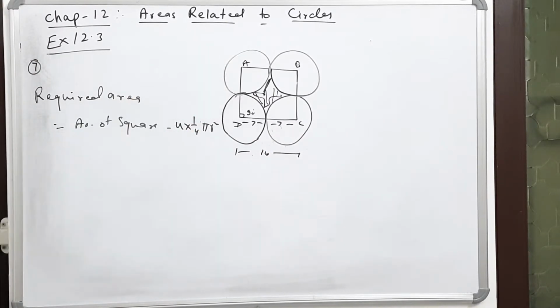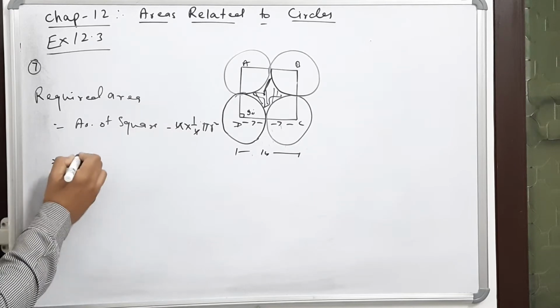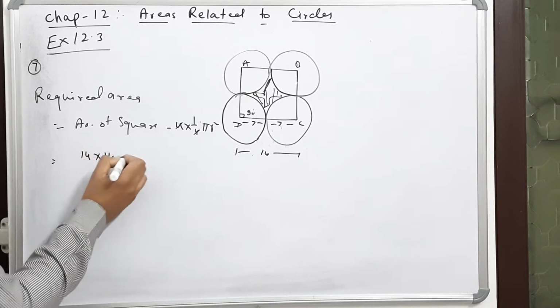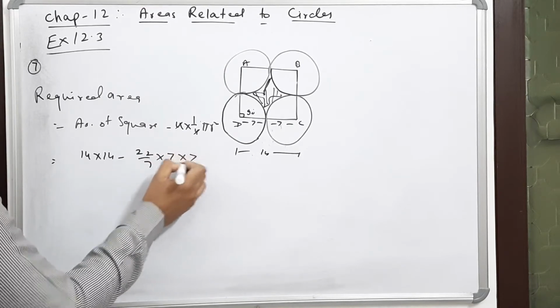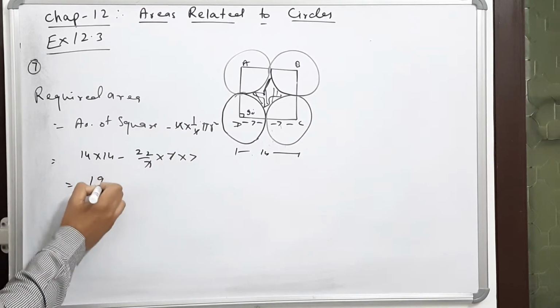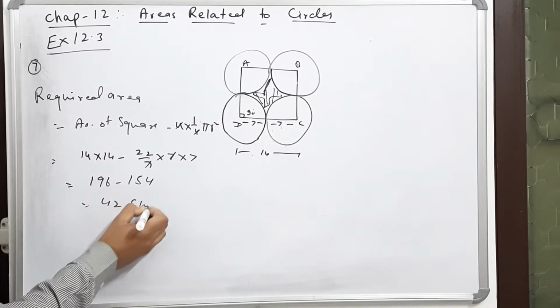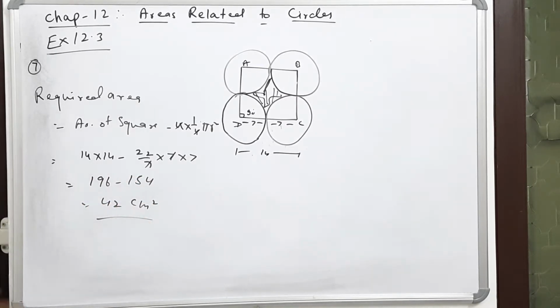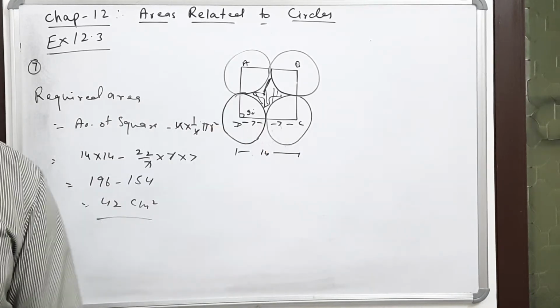Similarly it will be for the other circles also. So this 4 and 4 cancelled. Area of square is 14 into 14, minus 22 upon 7, the radius is 7, so 7 into 7. So it is 196 minus 154. So the answer is 42 centimeter square. This is not a very complicated sum; this type of sum we have done earlier also. So the answer is 42 centimeter square.